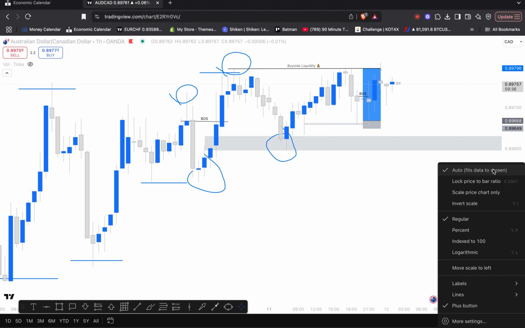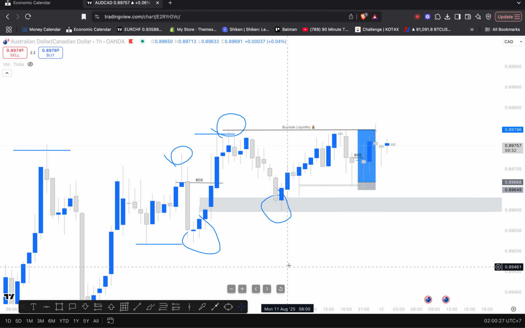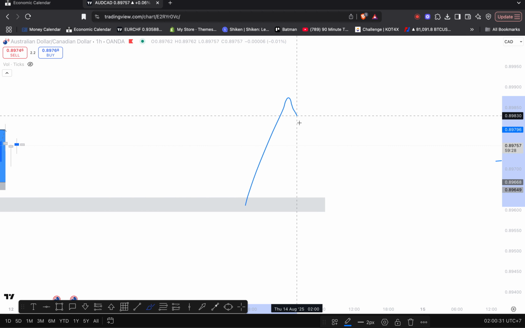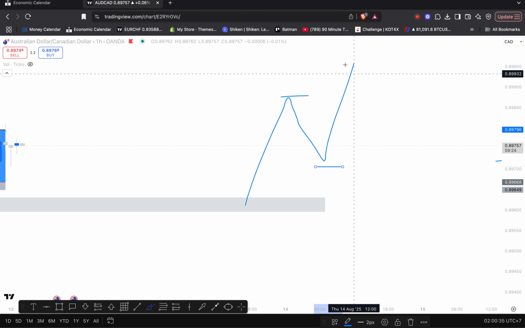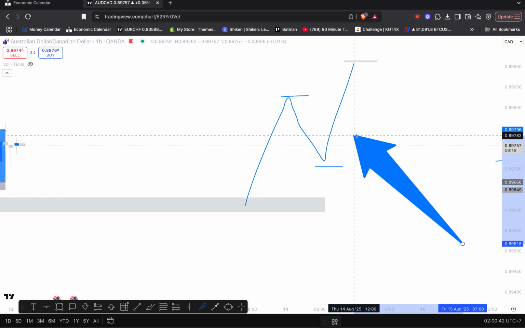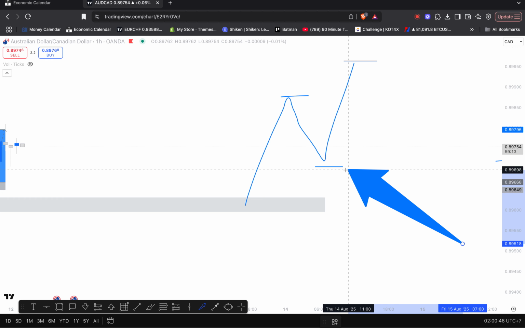Once I have my market structure, and I have my high and low, and I know I'm buying, this is my current range. This is the market structure we're in, and the current range is here, the high and low, right? The high is the top of the sandwich, the low is the bottom of the sandwich.